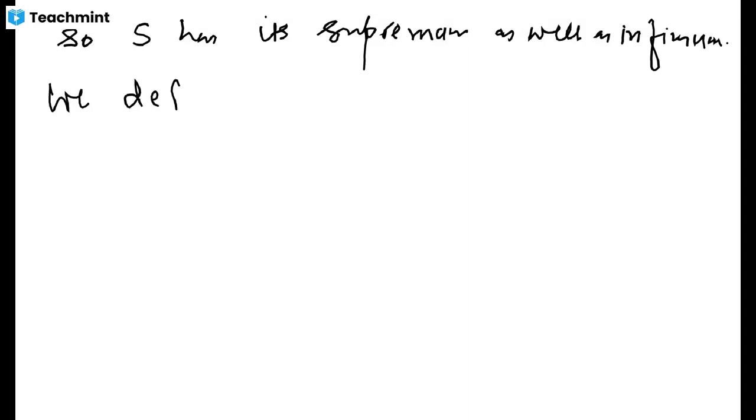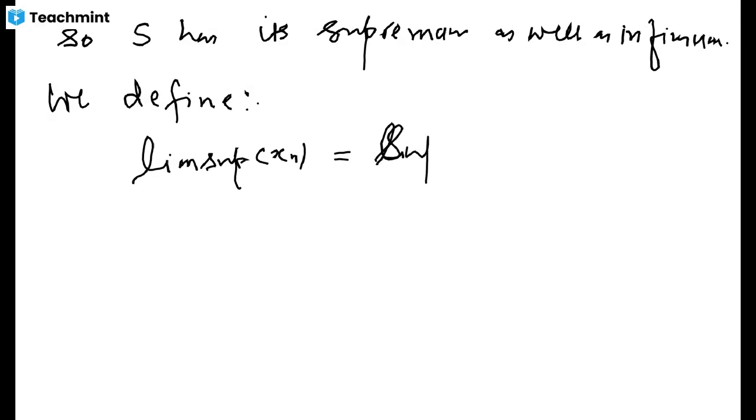We define, it is now clear that this set will have supremum and infimum, or you can say the bounded limit points of a bounded sequence will have their supremum and infimum. So this supremum is denoted as limit sup of xn. This is nothing but the supremum of this set S.